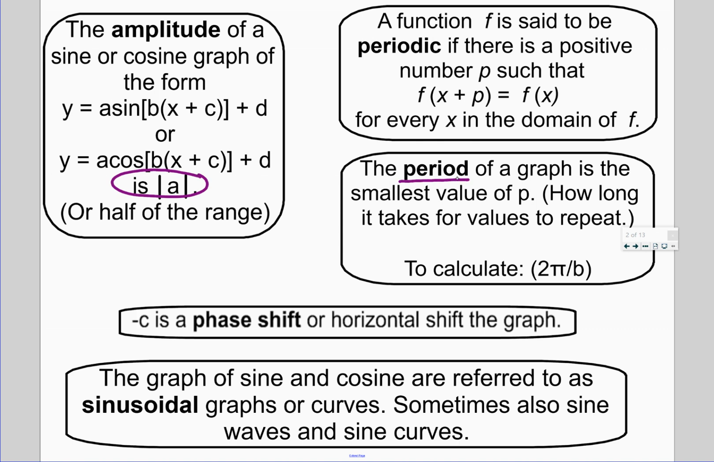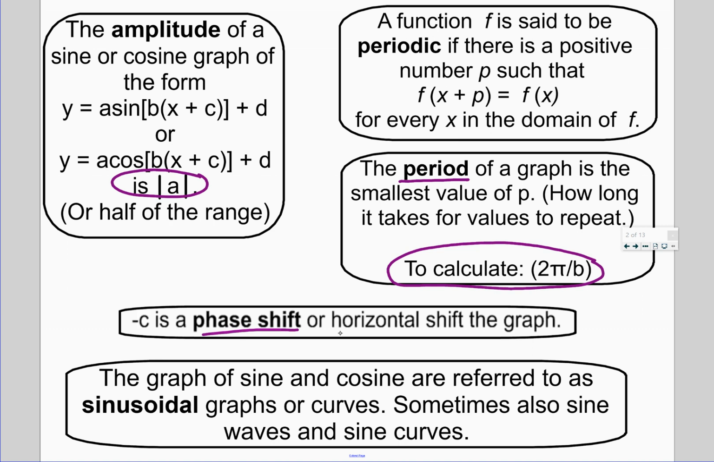The period is the smallest value of p when we're talking about the formula. We don't really use that though. It's more so how long it takes for the graph values to start to repeat. To calculate that, we're going to use 2 pi over b. And the b value, again, is coming from that basic equation we've seen before.